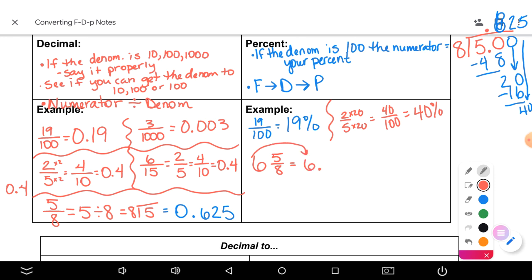And if we were dividing this out, we would still just divide 5 divided by 8 like we did over there. Okay, I cannot easily get 8 to 10, 100, or 1,000. So I would have to do the second version where I change the fraction to a decimal and then to a percent. So my decimal I already have right here. How do I change a decimal to a percent? Logan? Decimal to percent. If you need to look up the direction, you have it right above. Decimal to a percent.